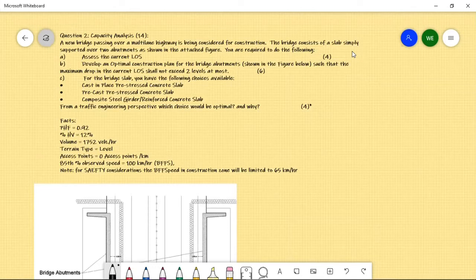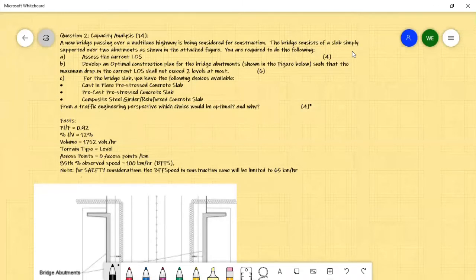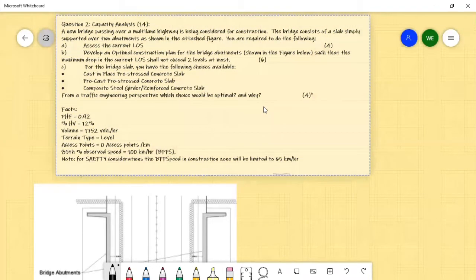Okay, and these are the facts. The peak hour factor is 0.9. The percentage of heavy vehicles is 12%. The volume is 1,752 vehicles per hour. The terrain type is level. The access points, 0 access points per kilometer. The 85th percentile observed speed is 100 kilometers per hour. Note for safety considerations, the basic free flow speed within the construction zone will be limited to 65 kilometers per hour. So that's basically the configuration that we have.